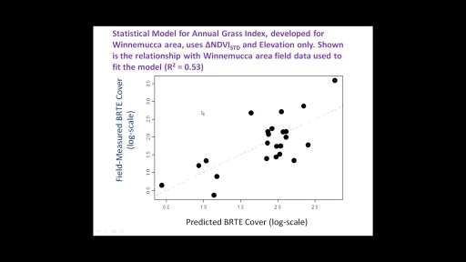R-square of 0.53. And so our plan is to collect a lot more training data this spring, and hopefully it won't be so cloudy, and do a better job of training Peter's model.